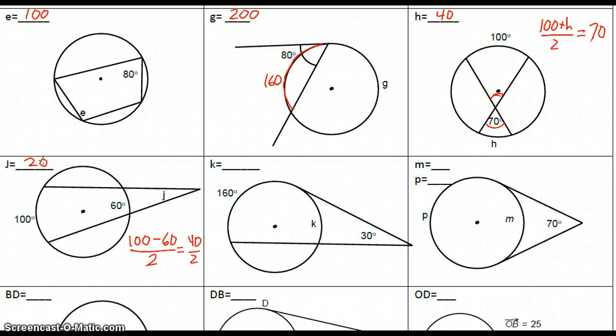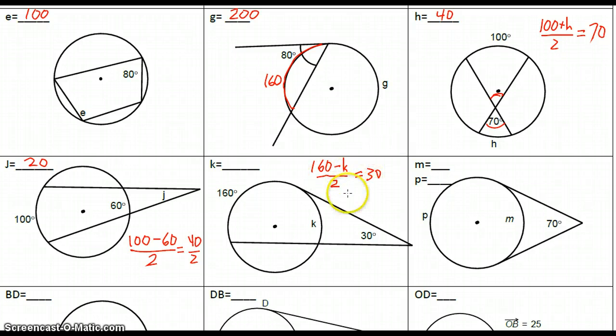I feel like I'm zipping through these, but it's just so darn fun. Okay, and same situation here, just because one of them happens to be a tangent, it doesn't matter. It's the same as this rule. I take 160 minus K and divide by 2, and I should end up with a 30.